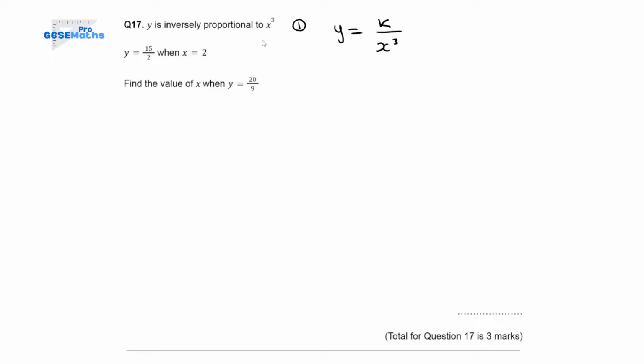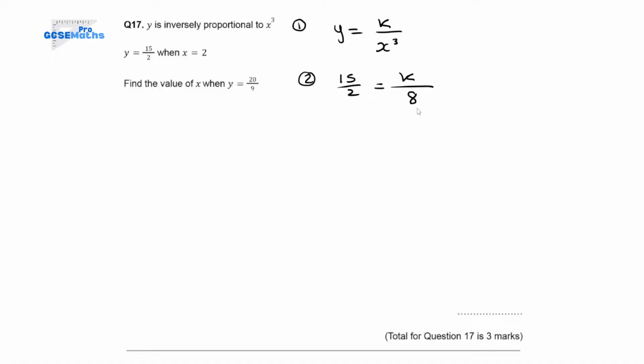If they've added any other kind of details, you need to put that in your formula as well. Step 2 is then the matching pair, right? Sub that in so that I can find the value of k. So 15 over 2 is equal to k over 2 cubed, which is 8.